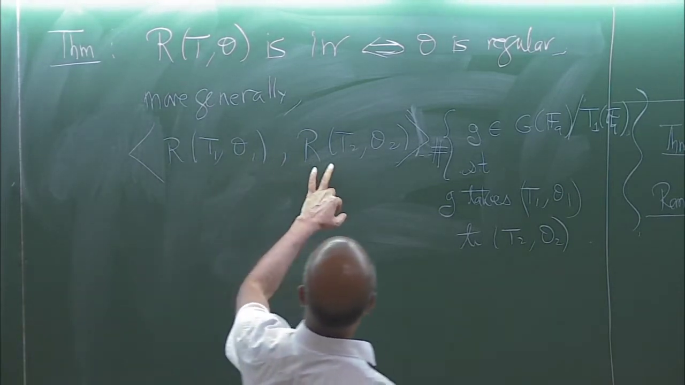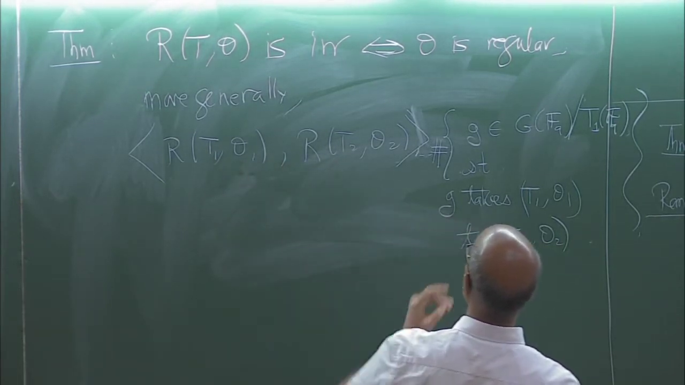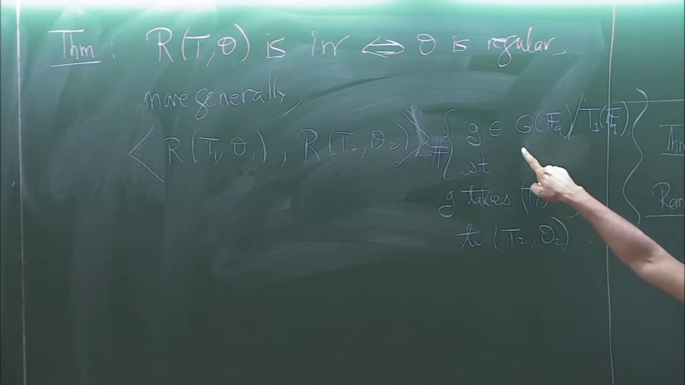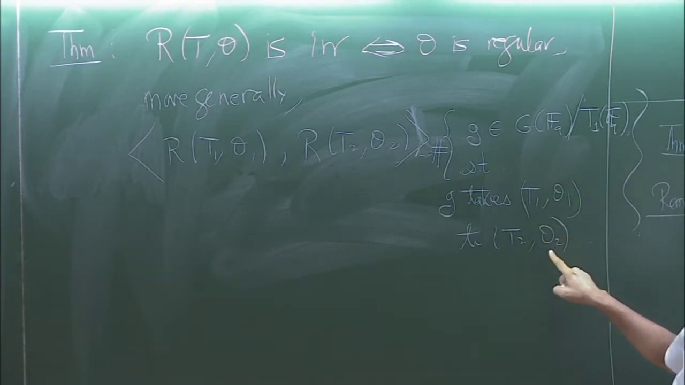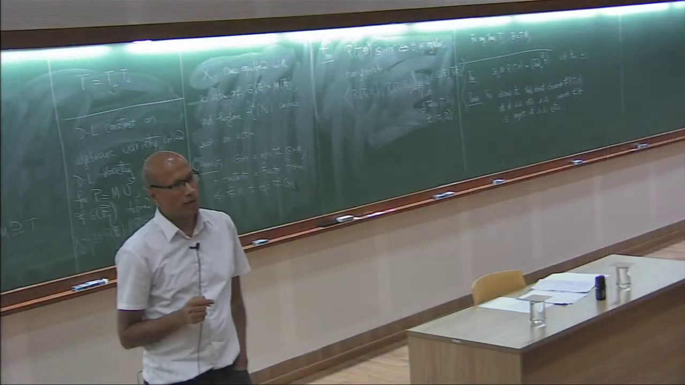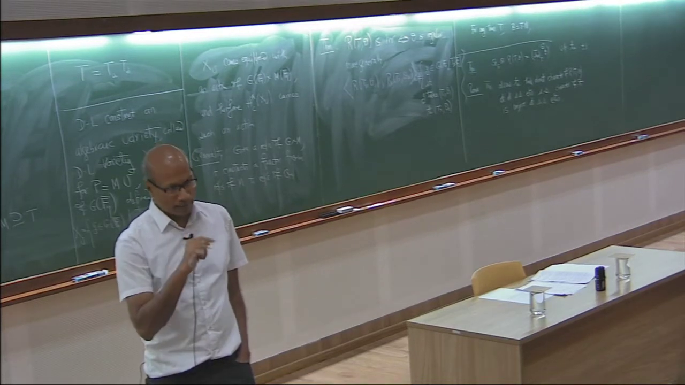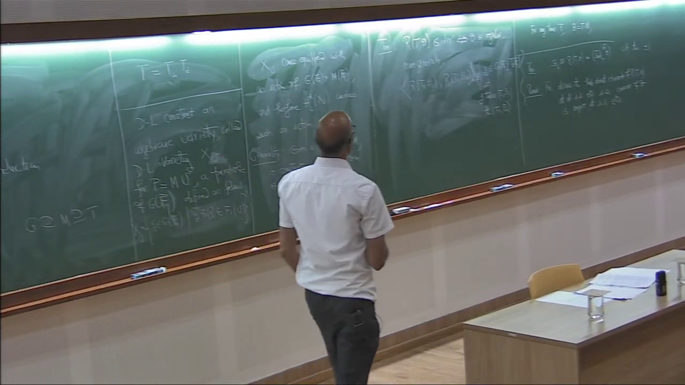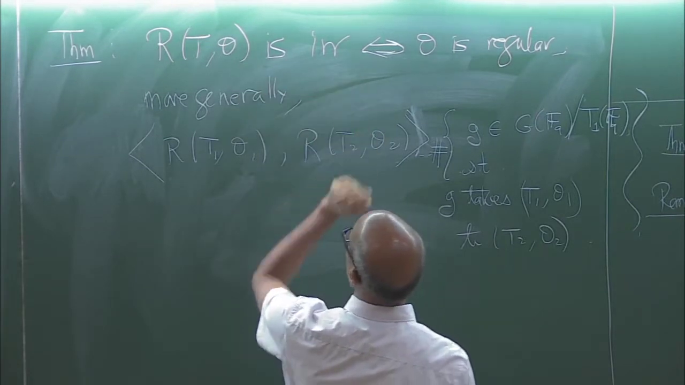So this is the pure orthogonality kind of a relation. The inner product of pi1 and pi2 is equal to the number of elements in G(F_q) which take the pair (T1, theta1) to (T2, theta2). So in particular, if the tori T1 and T2 are not conjugate, then this number is 0. And if the tori are conjugate, you assume them to be the same. And then if theta1 and theta2 are not conjugate under the Weyl group, again this number is 0. And if theta1 equals theta2, and it is a regular character, then this number is 1. So it proves this.